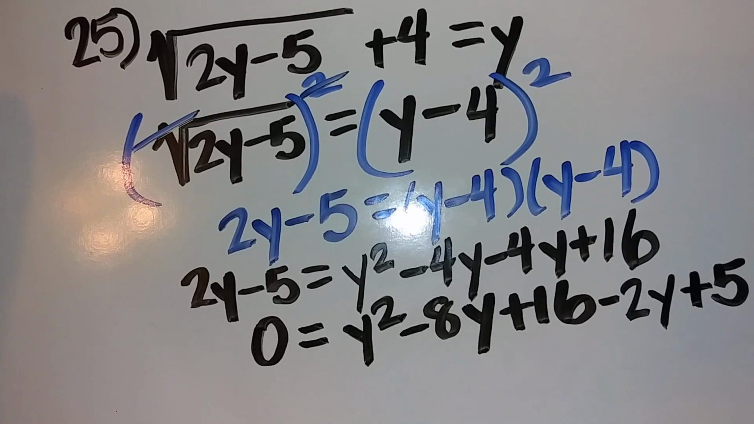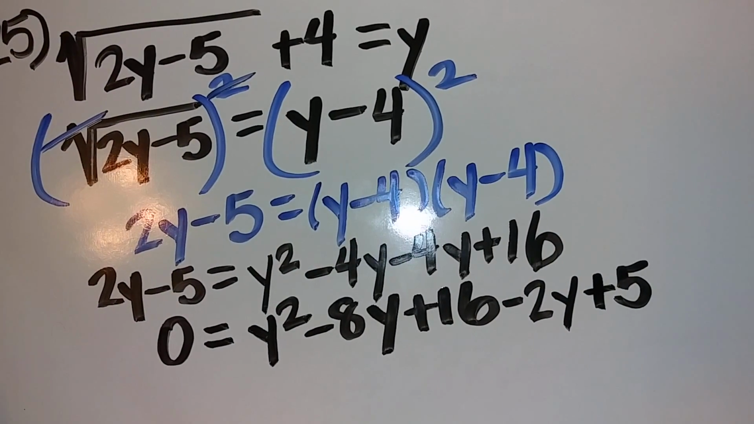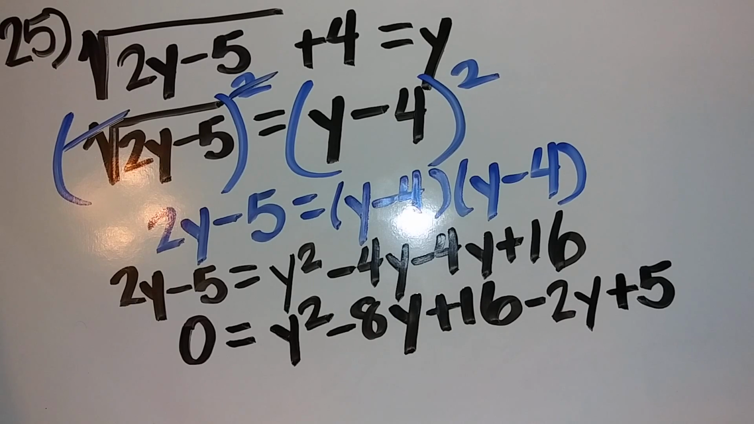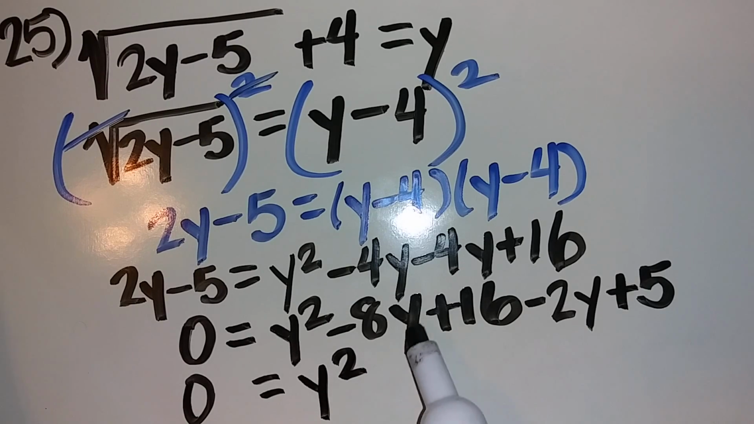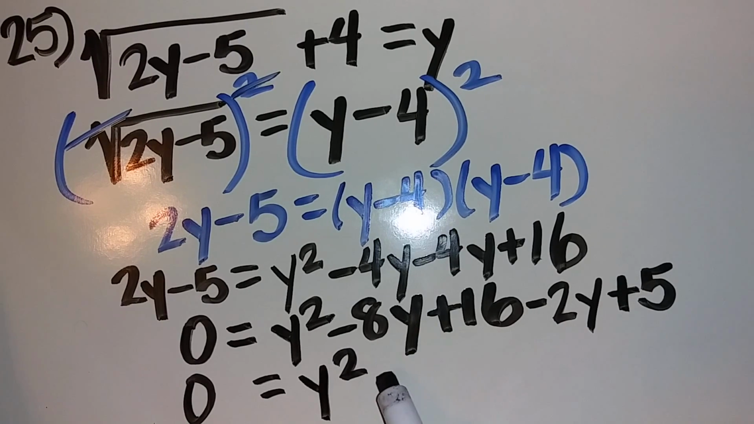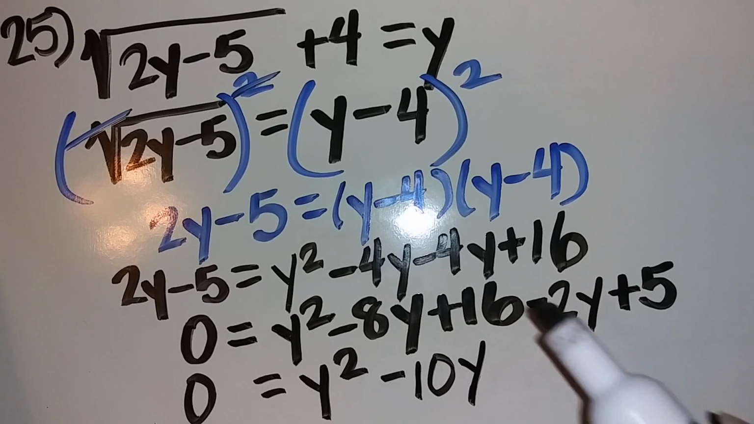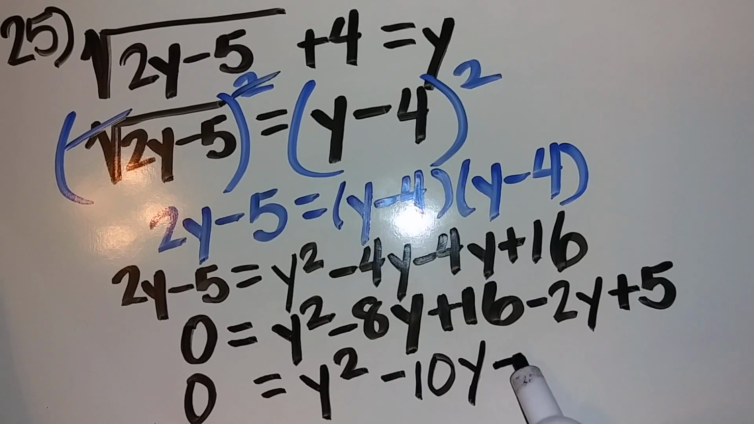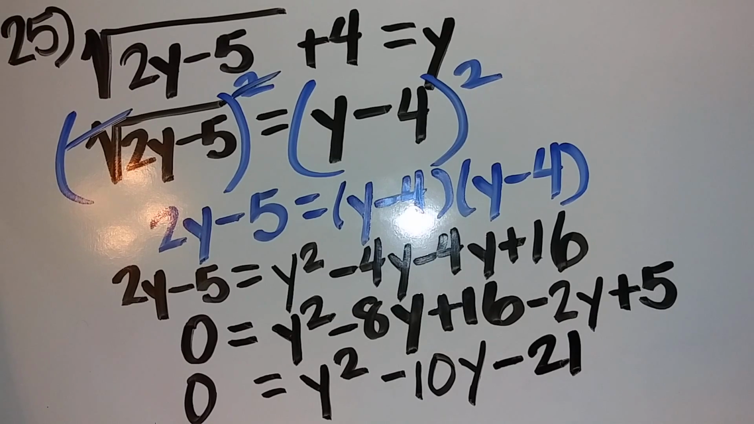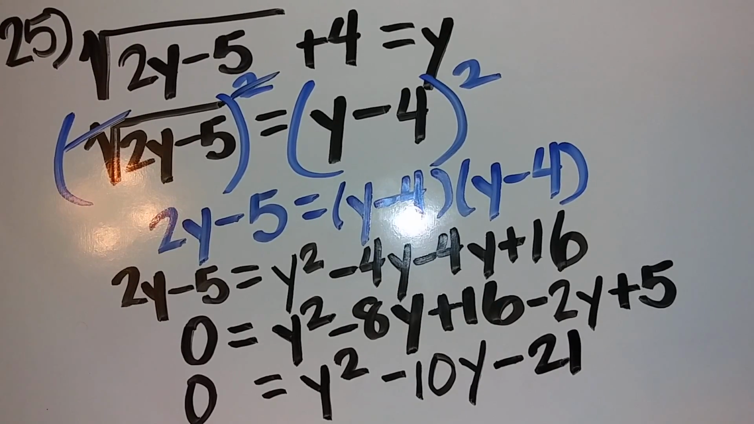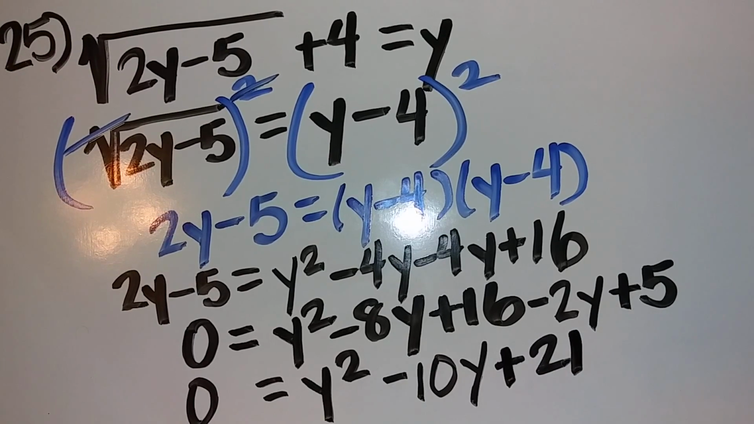Now, I have moved everything to one side of my equation. Let's now simplify a little more. I have 0 equals y squared, negative 8y minus 2y is negative 10y. And then 16 plus 5 is negative 21. And again, always double check your math to make sure you add and subtract everything correctly. You'll be fine. It should be plus 21.